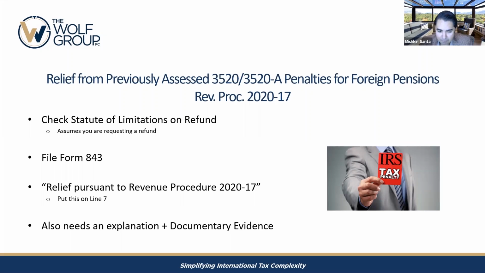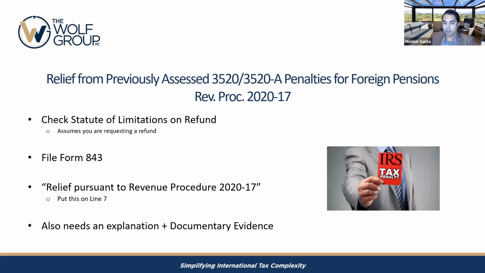So for people that have previously been assessed penalties for foreign pensions reported on the 3520 and 3520A, whether you've paid those or they're still pending, if you do qualify under RevProc 2020-17, there's a special section at the end of the revenue procedure that allows you to either abate the penalty or do a claim of refund, as long as that claim of refund is within the statute of limitations for refund.